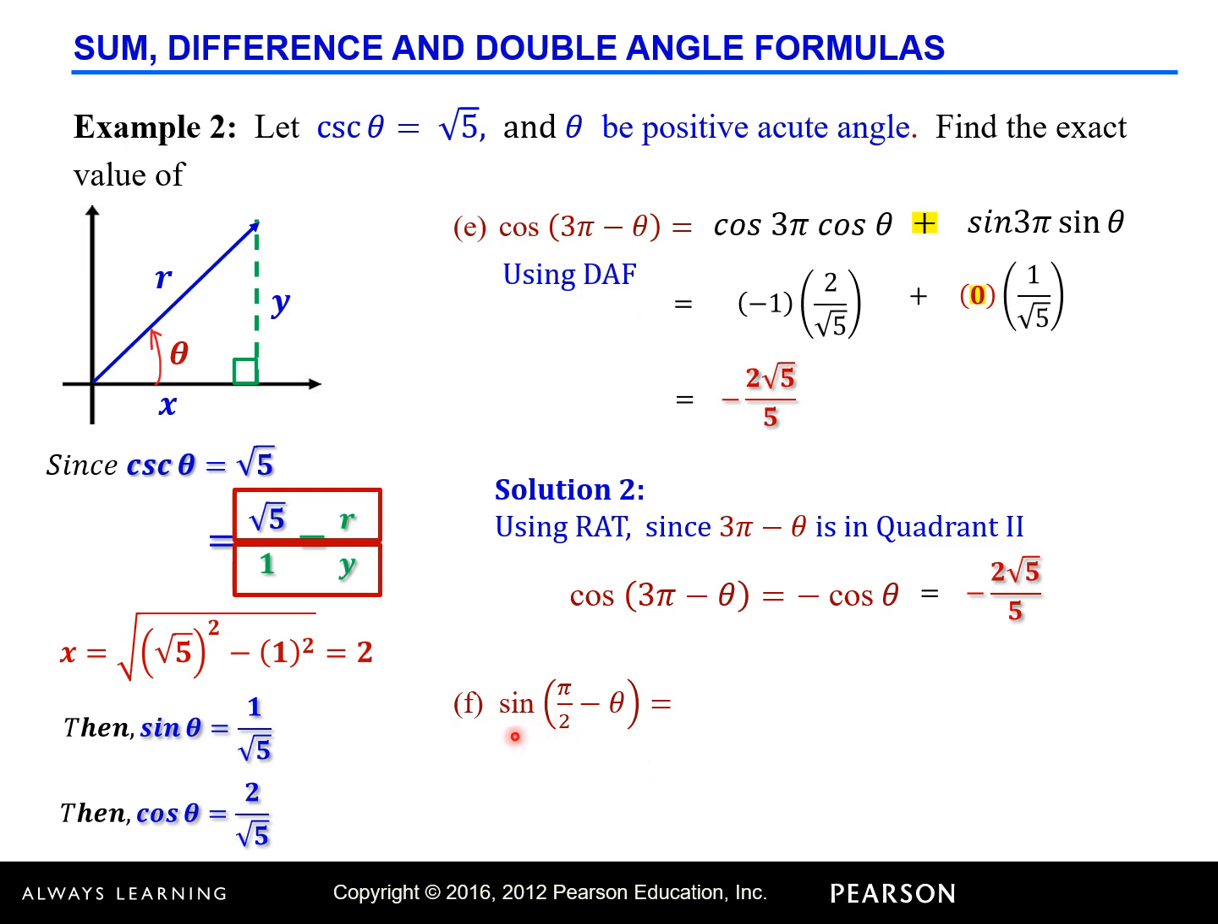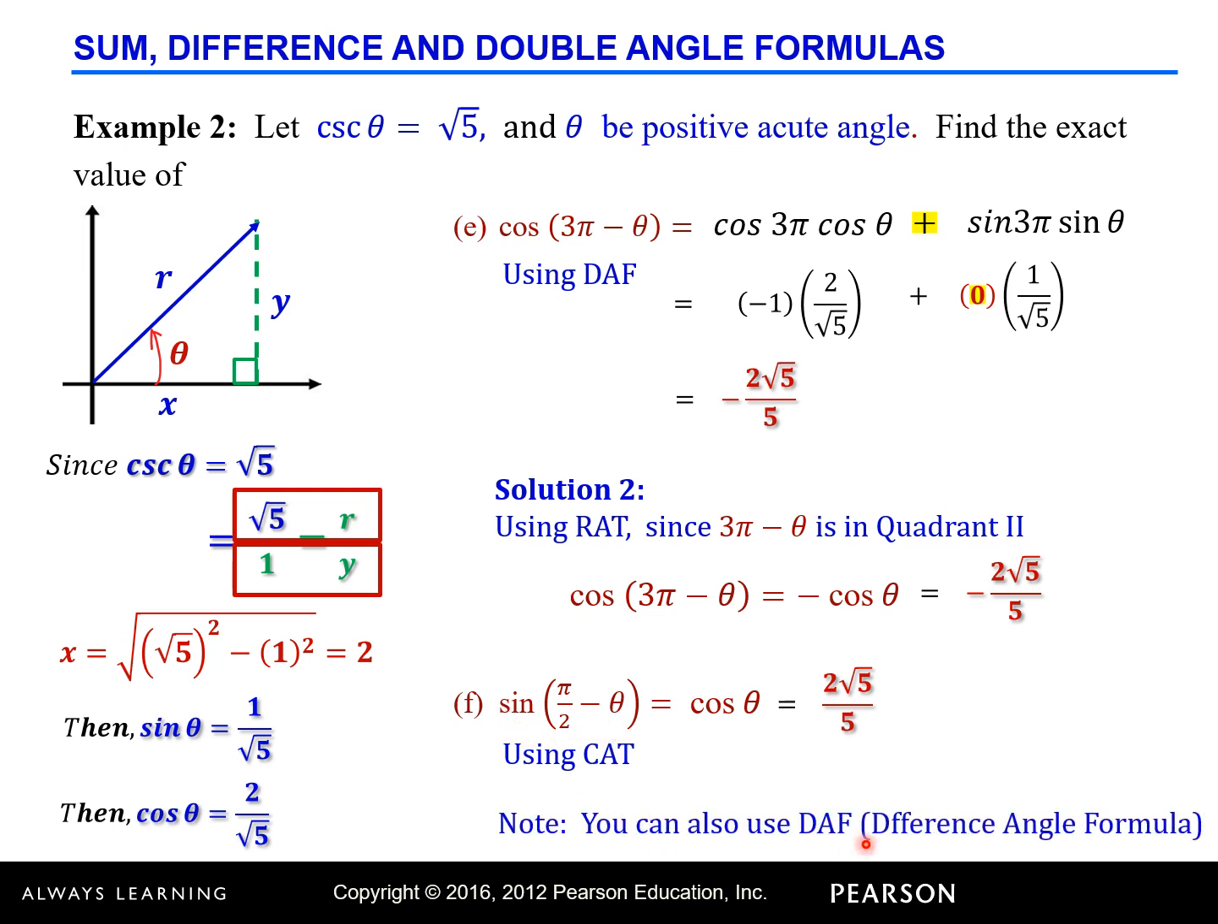Then the last one is sine of pi over 2 minus theta. The easiest solution here is using the CAT. Take note that pi over 2 minus theta is less than pi over 2, or less than 90 degrees. That's why we can use the CAT here. In using CAT, the cofunction of sine is cosine, and it's equal to the cosine of the second angle theta. So the cosine theta is given, which is 2 over root of 5. Rationalizing it will be equal to this value. Another solution for this is you can also use the difference angle formula for sine.